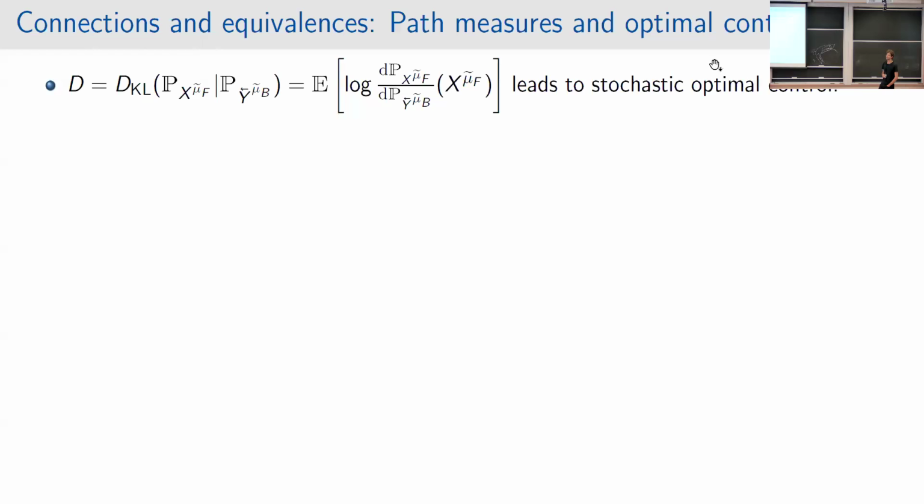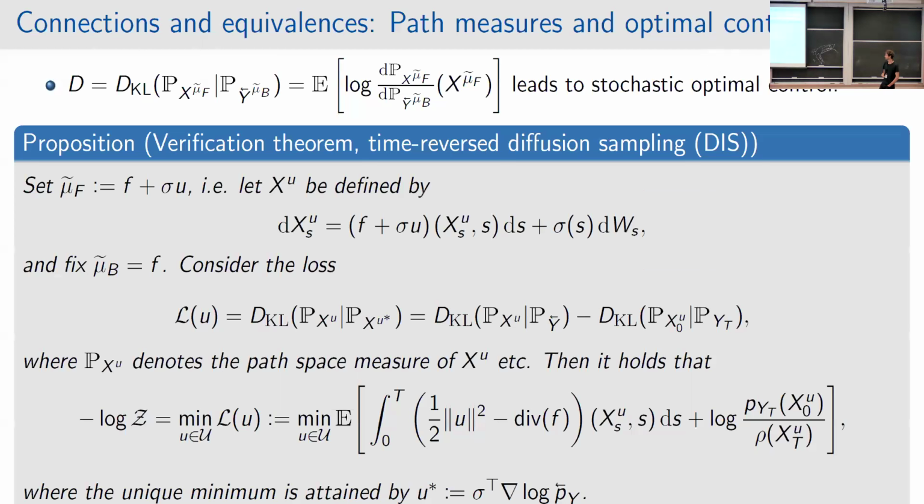Another nice connection, if you take actually the Kullback-Leibler divergence, which I wrote down here, then this exactly gives us a stochastic optimal control problem, and I wrote it down here in a slightly different notation just to kind of realize the connection to stochastic optimal control better. So I just set the forward drift to be f plus sigma u. So f is a fixed drift, so think of minus x for the Ornstein-Uhlenbeck process. U is the control I want to optimize, so I have this SDE here.